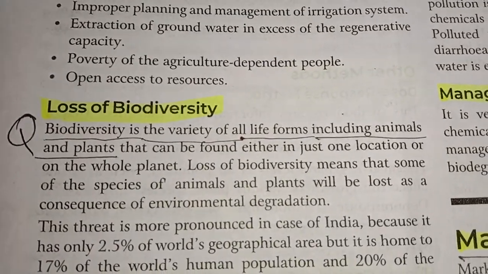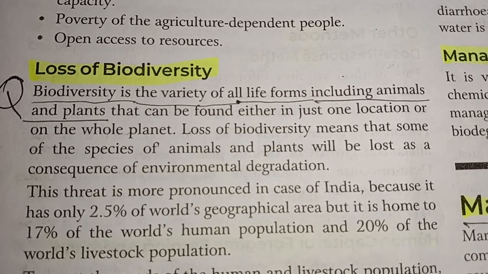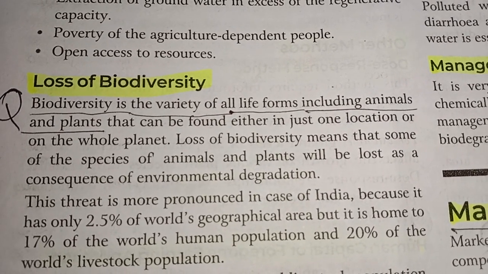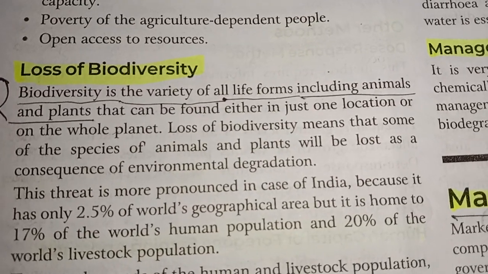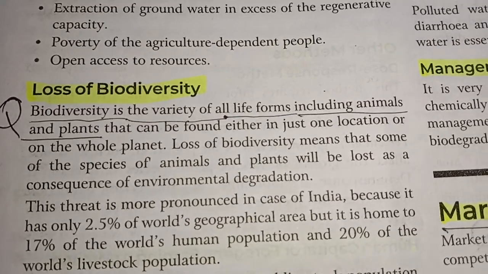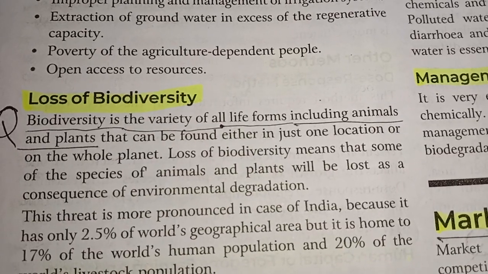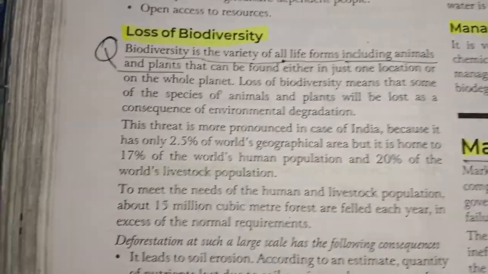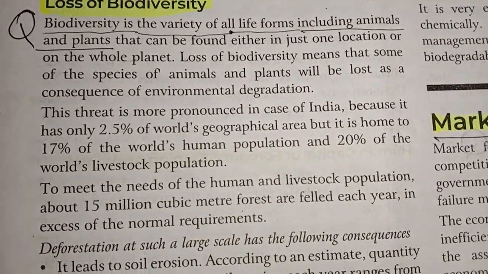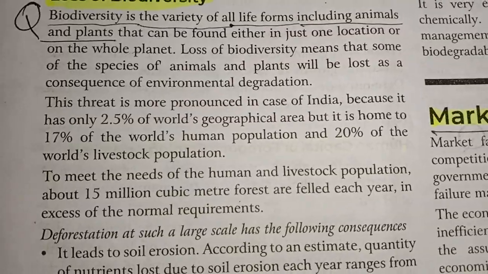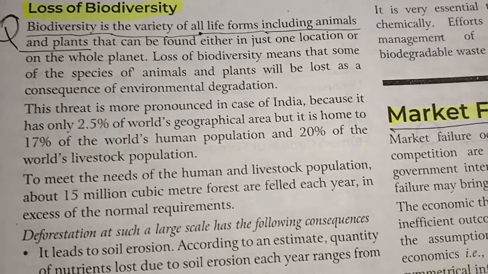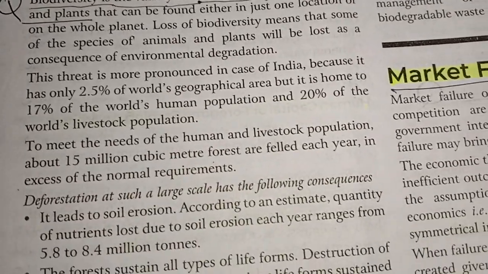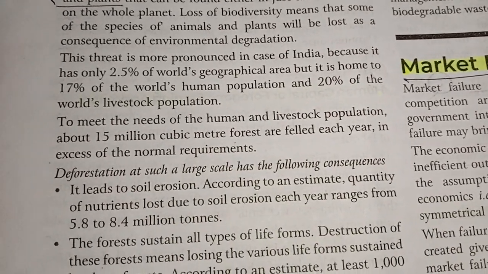Loss of biodiversity. Biodiversity is the variety of all life forms, including animals and plants, that can be found either in just one location or on the whole planet. Loss of biodiversity means that some of the species of animals and plants will be lost as a consequence of environmental degradation. This threat is more pronounced in case of India because it has only 2.5% of the world's geographical area, but it is home to 17% of the world's human population and 20% of the world's livestock population.